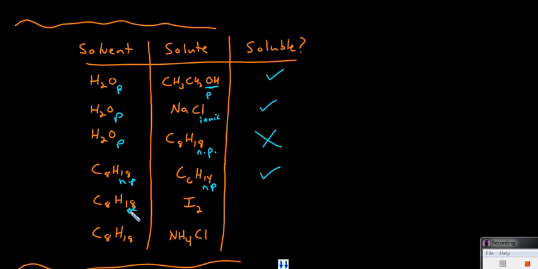Octane is nonpolar, and iodine is, let's see, we have the same element on both sides of this bond, so there is no one end which should get relative positive charge and one end which should get negative charge. There's an equal distribution of electrons in this bond towards both atoms, and so we're not going to get poles. This is a nonpolar molecule, and so having both of these nonpolar, they should be able to dissolve each other. What about octane, which is nonpolar, and ammonium chloride?